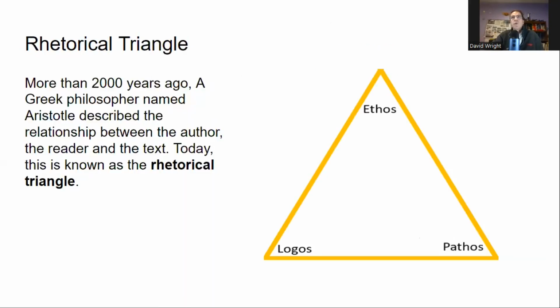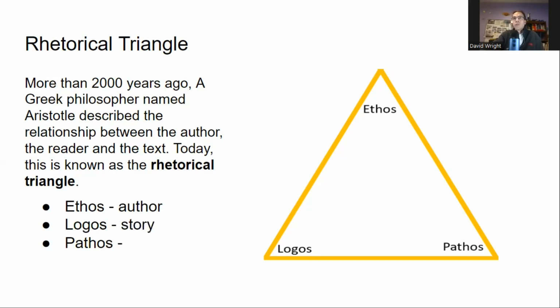This is the rhetorical triangle. More than 2,000 years ago, a Greek philosopher named Aristotle described the relationship between the author, the reader, and the text. Today, this is known as the rhetorical triangle. He identified ethos, logos, and pathos. But for our purposes, ethos refers to the author, logos to the story itself, and pathos to the reader.